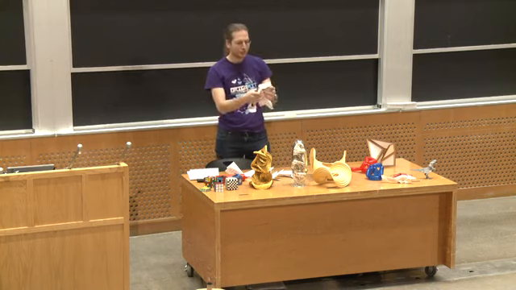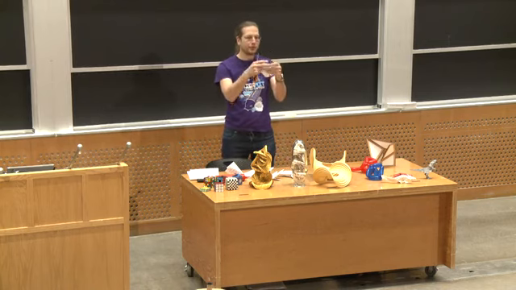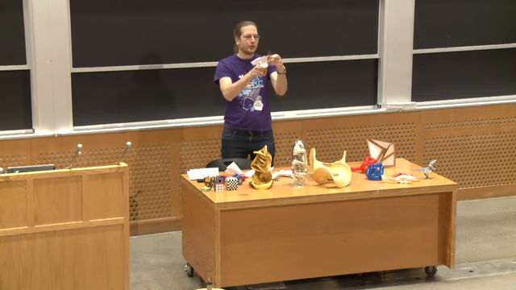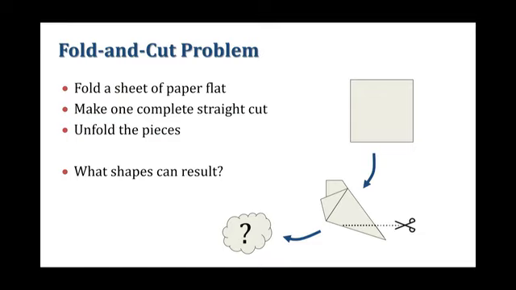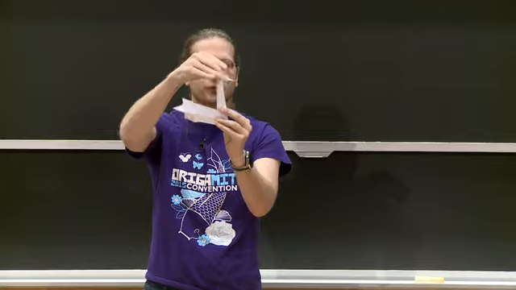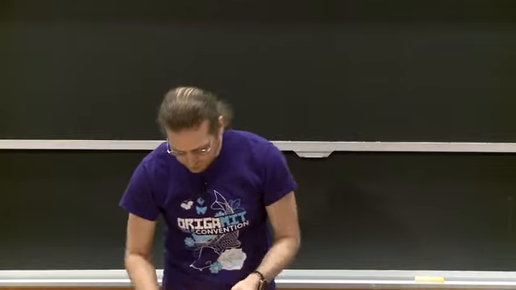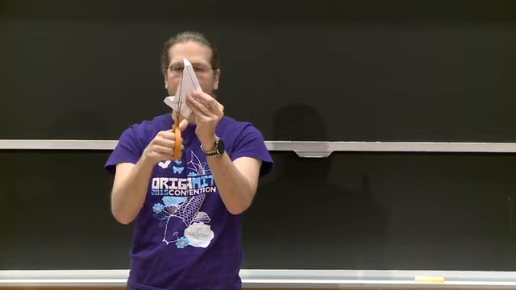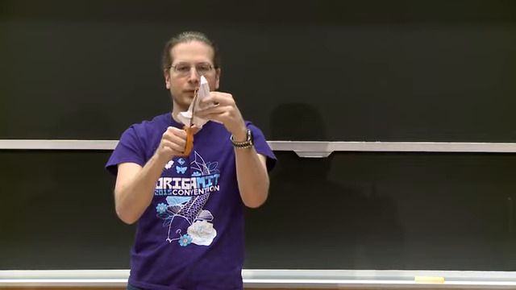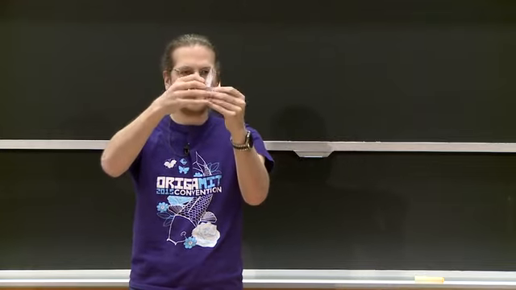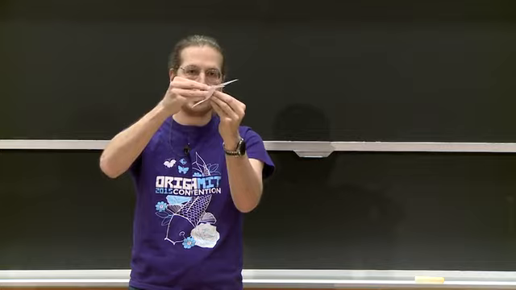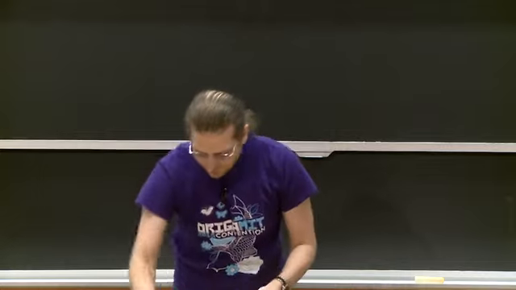So if I take a rectangle of paper and I fold it flat and make one straight cut, what shapes can I get? This is called the fold and cut problem. It's hundreds of years old. Here, for example, I get a swan. Here I get one straight cut. I unfold and get an angelfish.